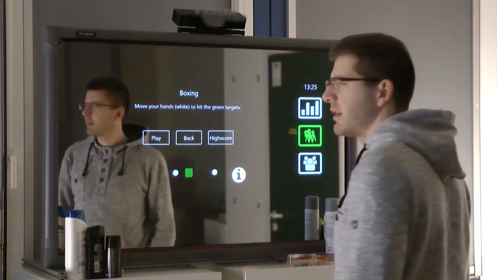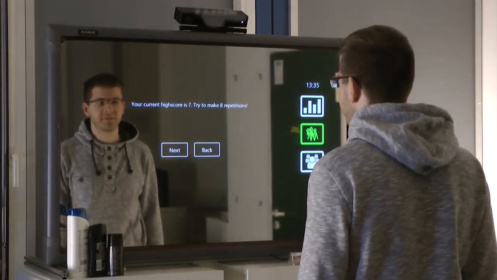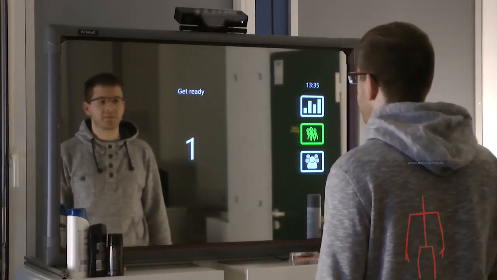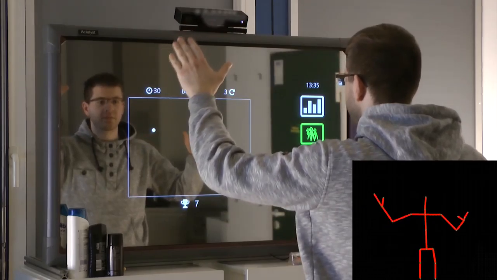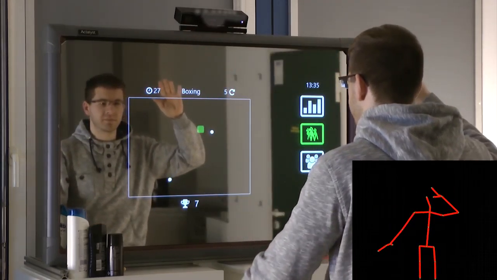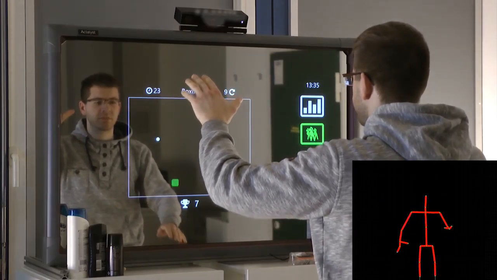Normally, Alex is a couch potato. Let's see how he's doing. In this case, the Kinect only tracks his hands and sends their positions to the system. He has to hit the green target with his hands.